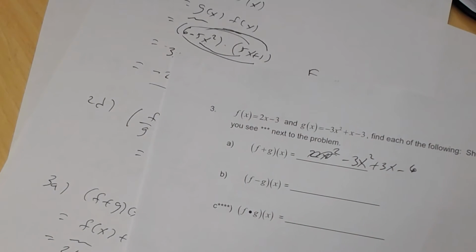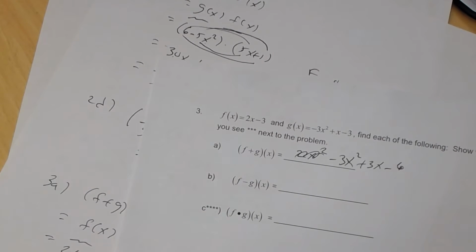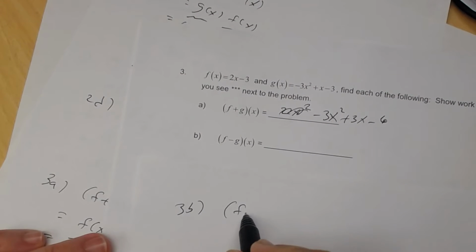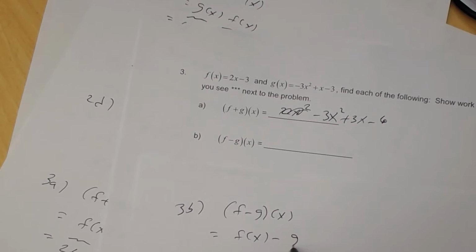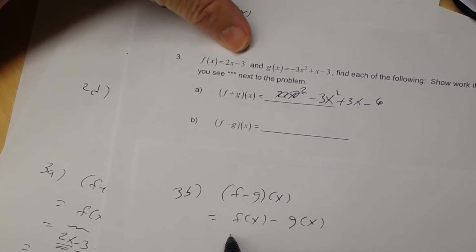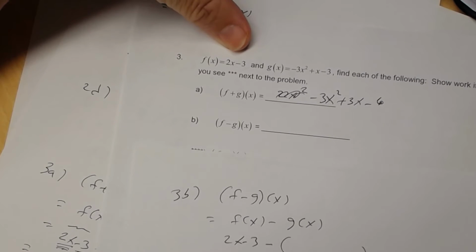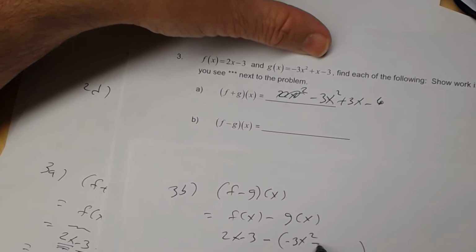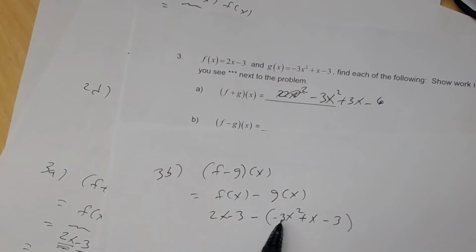Okay, letter B. Let's look at letter B. This time you have 3b. This time you have f minus g at x. So by definition, that means f of x subtract g of x. Now f of x, remember, is 2x minus 3. I don't need parentheses around here, but I need parentheses around g of x because you're subtracting this function. So I'm subtracting all of these terms. So I'm subtracting a negative 3x squared, I'm subtracting a positive x, and I'm subtracting a negative 3. So you have to put that in parentheses.